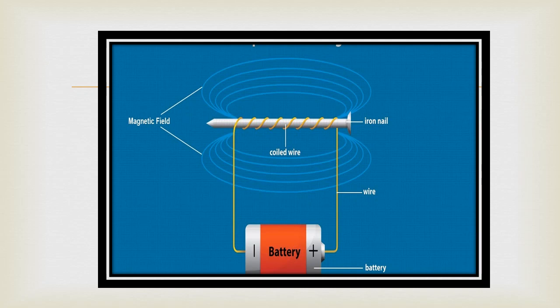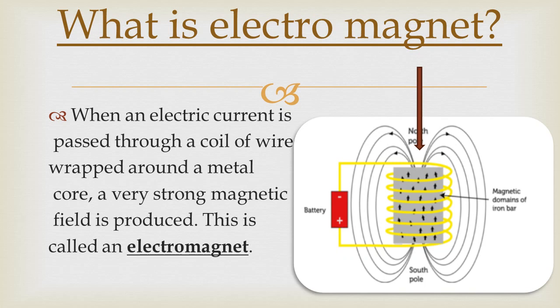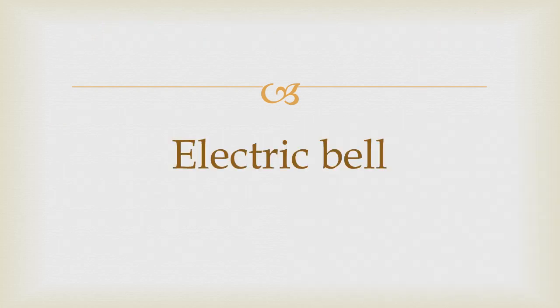Here also I have put one picture for you students, in which you can observe a magnetic field. Now what is the electromagnet? When an electric current is passed through a coil of wire wrapped around a metal core, a very strong magnetic field is produced. This is called an electromagnet. Now the last part of the chapter is the electric bell.